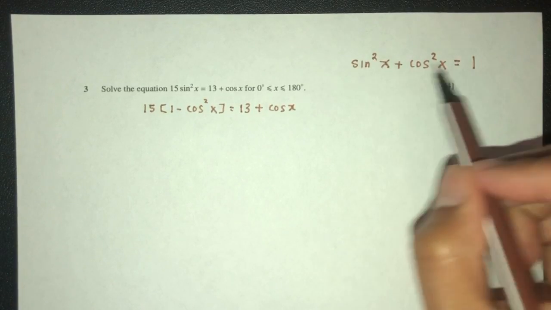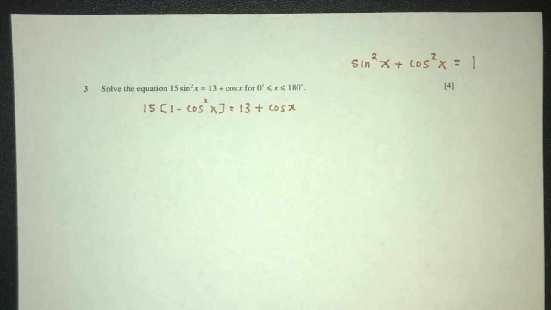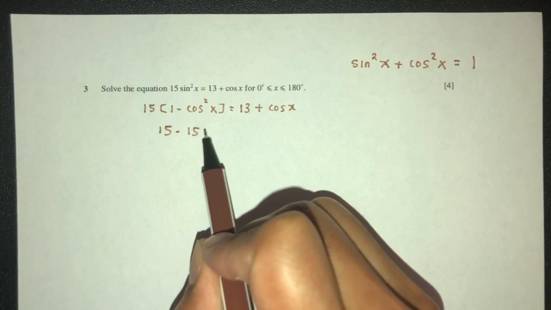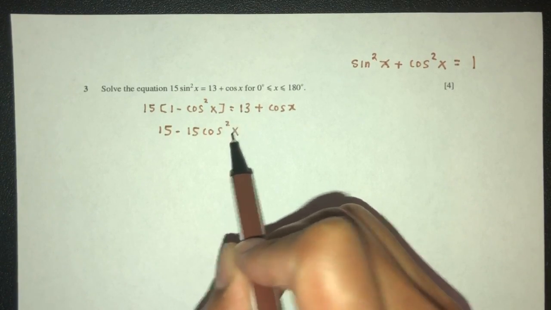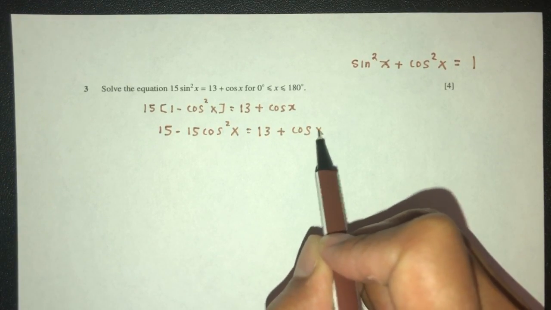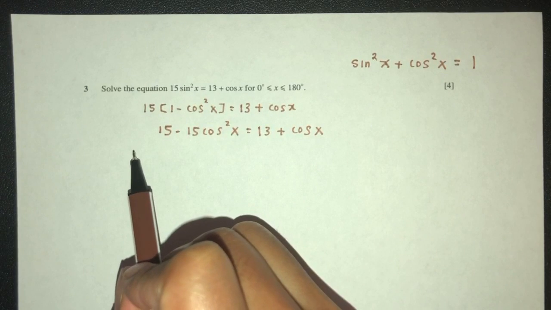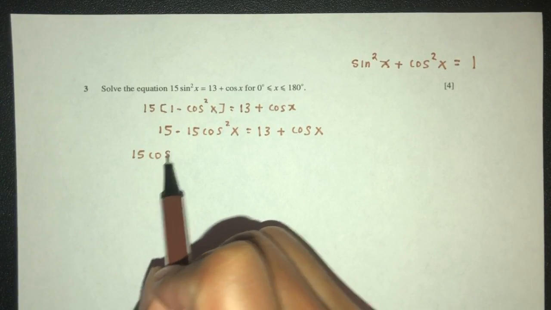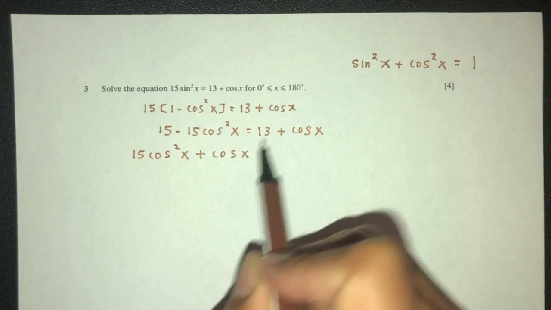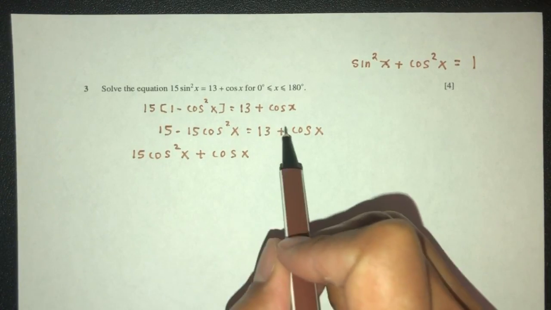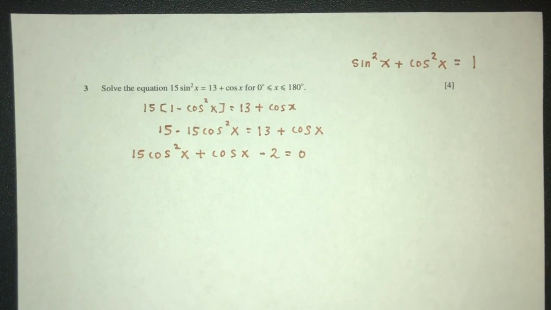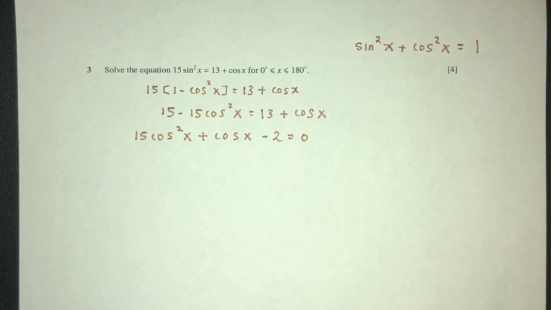So sine square x is 1 minus cos square x. Okay, so here we have this, expand, you have 15 minus 15 cos square x equal to 13 plus cos x. Now send everything to one side, you will have 15 cos square x plus cos x. Here we have 13, here we have minus 15, should be minus 2 is 0. So now if you can see, we have a quadratic equation, right?